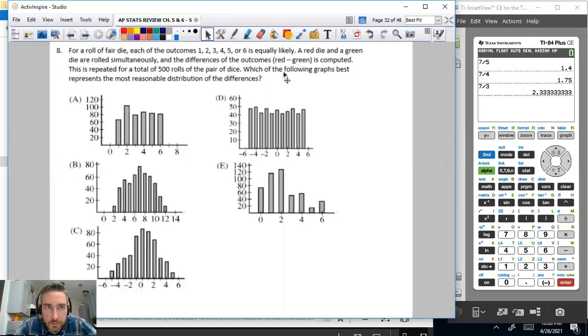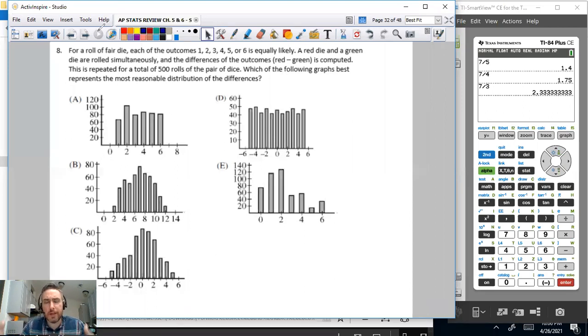Question number 8. If for a roll of a fair die, each of the outcomes 1, 2, 3, 4, 5, or 6 is equally likely, a red die and a green die are rolled simultaneously, and the difference of the outcomes, red minus green, is computed. This is repeated for a total of 500 rolls of the pair of dice. Which of the following graphs best represents the most reasonable distribution of the differences?